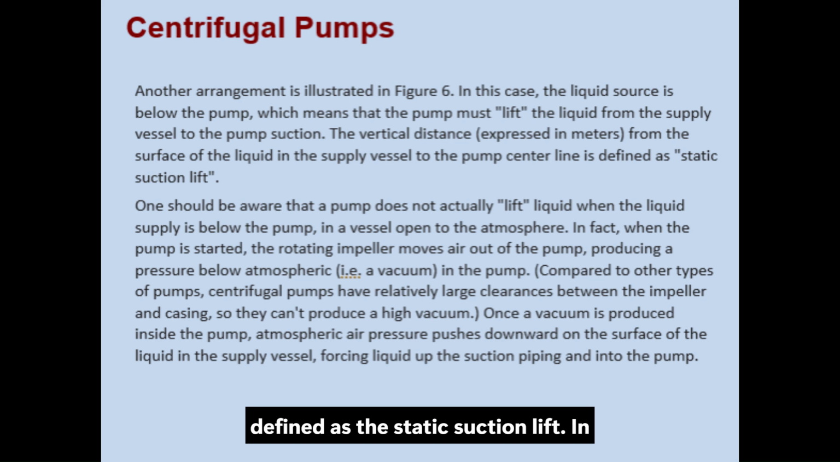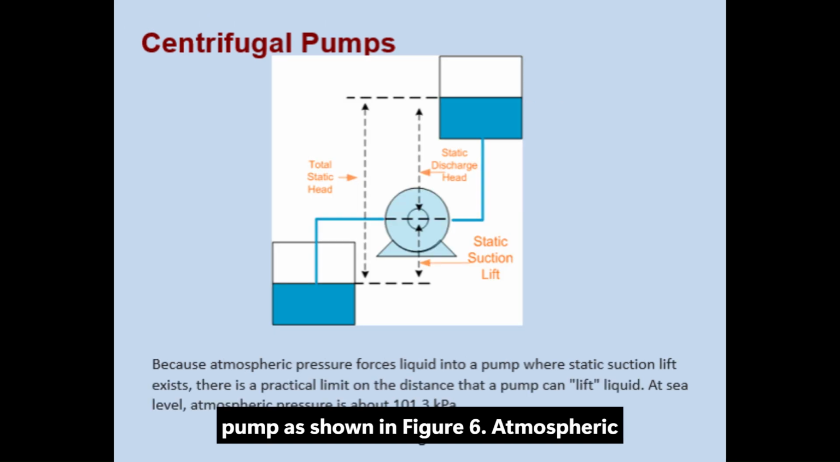In reality, the pump does not physically lift the liquid. Instead, the rotating impeller evacuates air from the pump, creating a partial vacuum. Atmospheric pressure then pushes down on the liquid surface in the supply vessel, forcing liquid up the suction piping and into the pump. As shown in Figure 6, atmospheric pressure forces liquid into the pump when static suction lift exists.